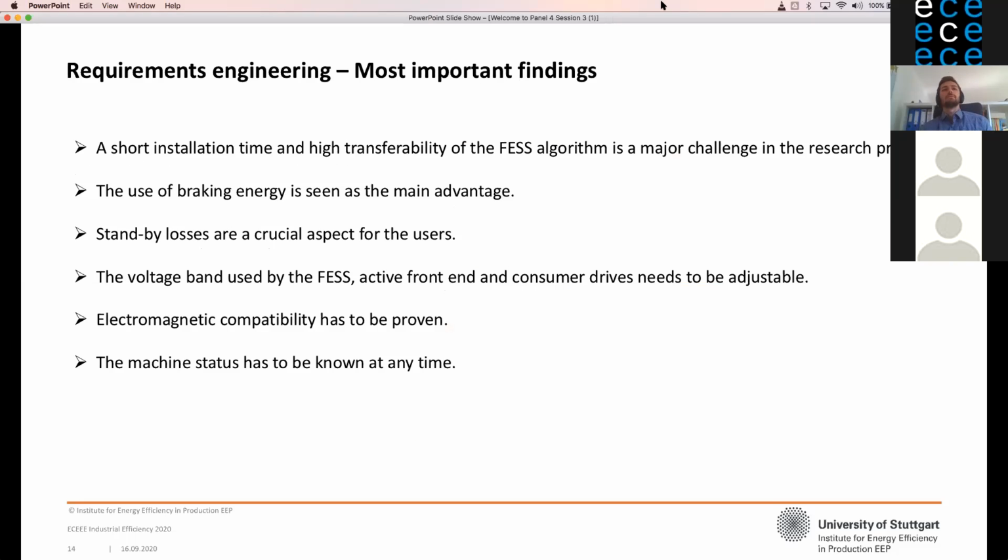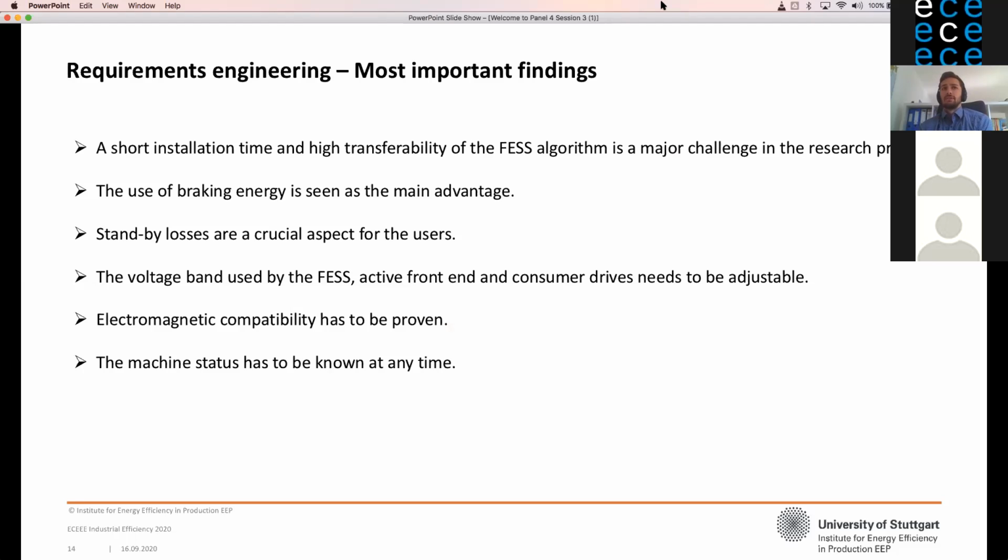As we found, the users are interested in a short installation time, for example. If you have a lot of machines where you want to include this flywheel energy storage system and guarantee a high transferability of the FES algorithm, there's a major challenge to actually facilitate this procedure. For us, the use of braking energy is one key aspect, as some machines are not able to be retrofitted, and so the active front end is sized according to its first one. So there's no retrofit benefit from that.